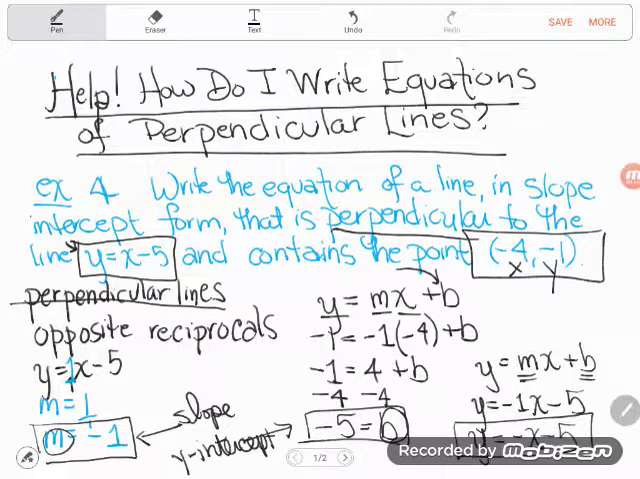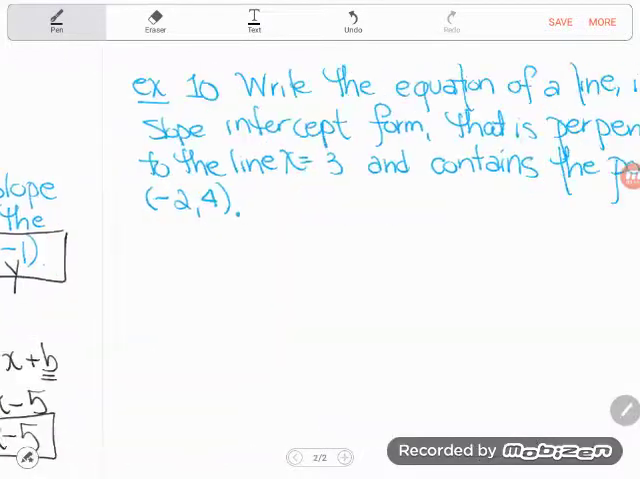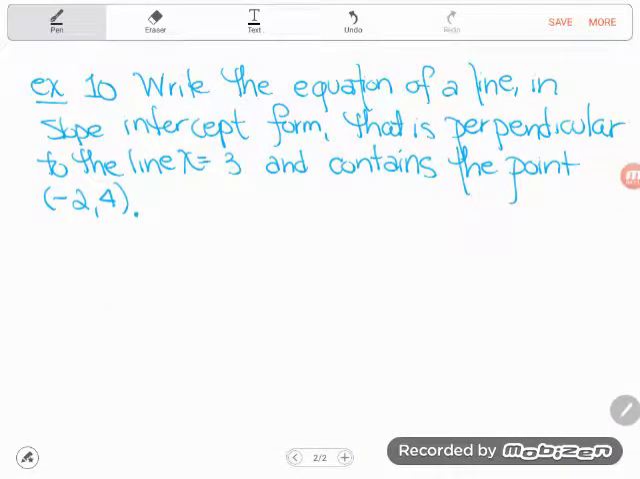Okay, so one example of a perpendicular line done. Now, when does this get tricky? Let's take a look at the next example. This one says, write the equation of a line in slope-intercept form that is perpendicular to the line x equals 3 and contains the point -2, 4.